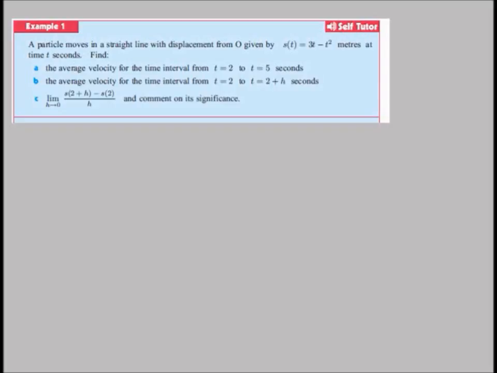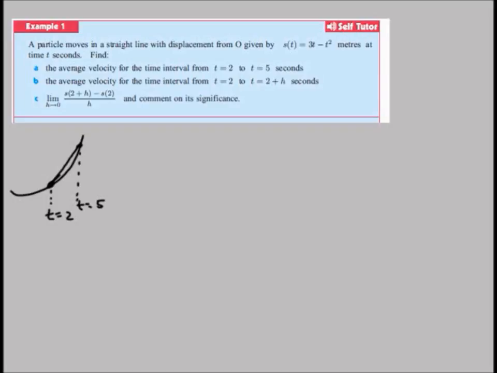So we're talking average velocity here. That means we're not looking at the derivative. We're talking about average velocity. If our displacement curve was something like this, and t is 2 seconds here, t is 5 seconds here, the average velocity is the chord that joins those two points together.